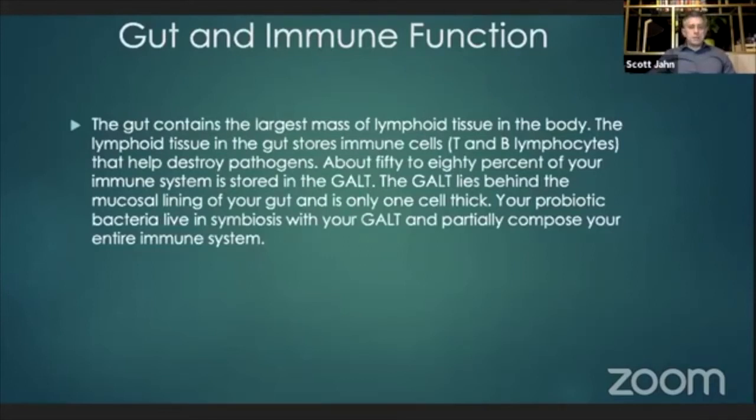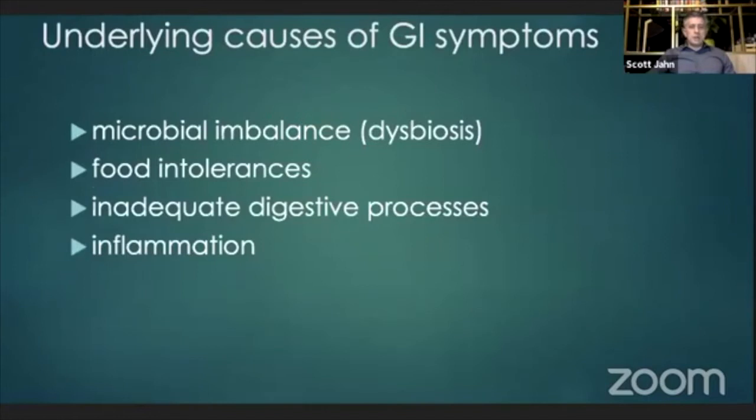Now the gut also has its own nervous system, which is unique to the intestines or the gut system itself, called the enteric nervous system. So it can function without the rest of the nervous system, unlike the rest of the body.